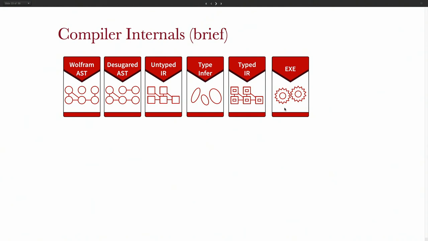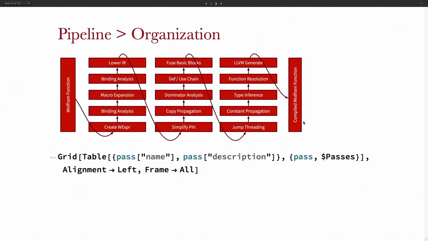I'll show some of this. So this is the sort of pipeline that we go through, and we make this modular pipeline where we run transformation passes on the individual thing. And it's a great opportunity for abstraction.